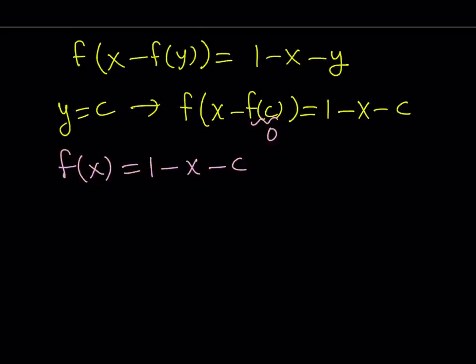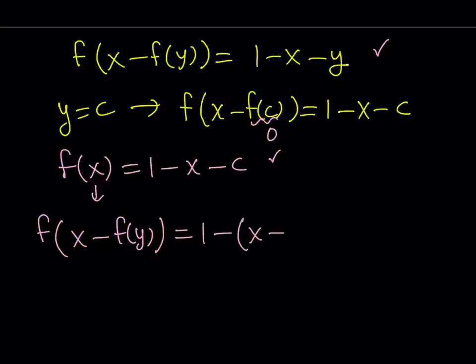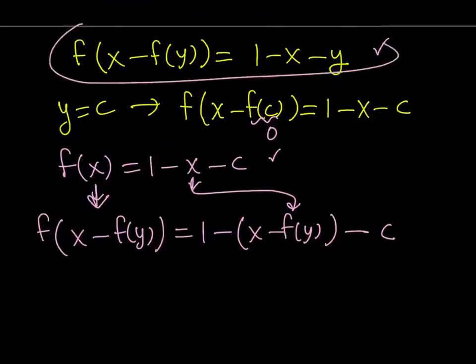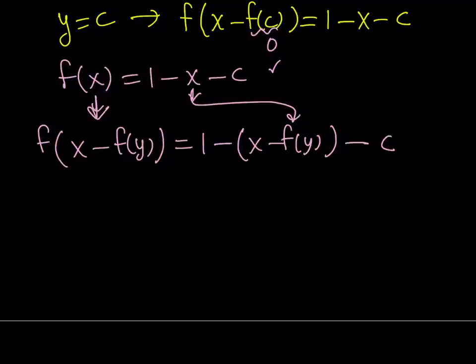Now, here's what I'm going to do next. Since I got the form of f of x, it's basically linear in this case, and I do have the general equation, I can just plug it in, right? Let's go ahead and replace x with x minus f of y by using the original equation and then using the rule that we got here. So it's going to be like 1 minus whatever the argument is. In this case, it's x minus f of y, minus c. So we just replace the x with x minus f of y. Great. So now this gives us an equation, but guess what? We also know that f of x minus f of y equals something from this original equation. So we're going to set those two equal to each other.